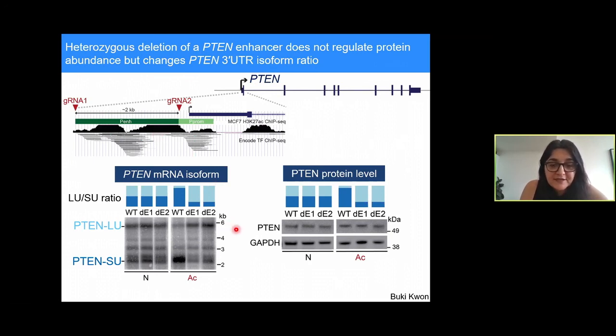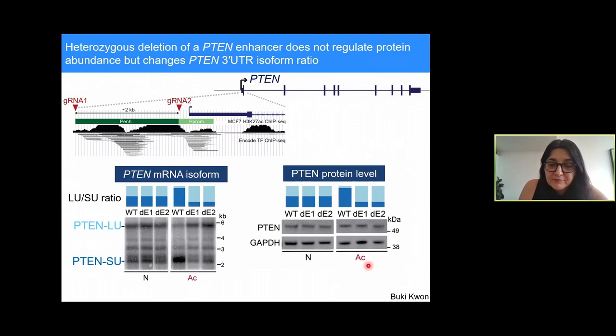However, when we then cultivated the cells in acidified media, we saw that there is actually a substantial 3' UTR ratio change in the wild-type cells. So now they make much more of the short isoform at the expense of the long isoform. And this UTR ratio change is completely impaired in the enhancer deletion mutants. So that indicates that the presence of this enhancer is not required for overall mRNA levels of P10, but it's actually required for a 3' UTR ratio change.